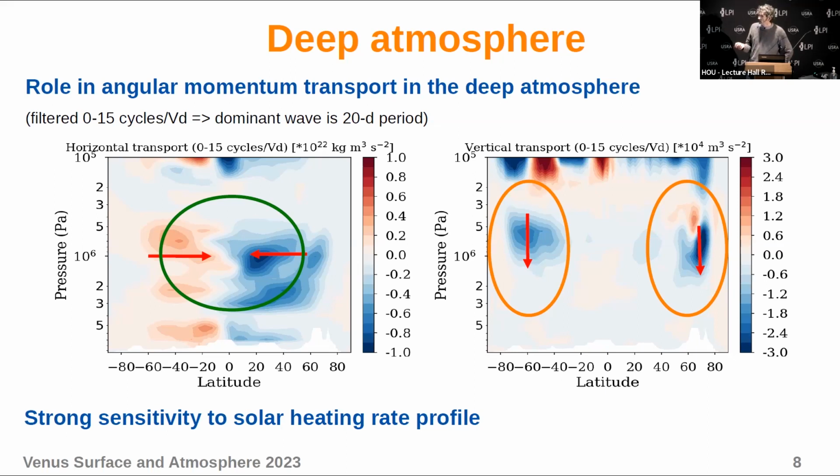I will finish on this, just insisting that this wave activity in the deep atmosphere really plays a significant role in the angular momentum transport and zonal wind profile in the deep atmosphere. And they are very sensitive to how the atmosphere absorbs the solar heating as we go down into the surface.